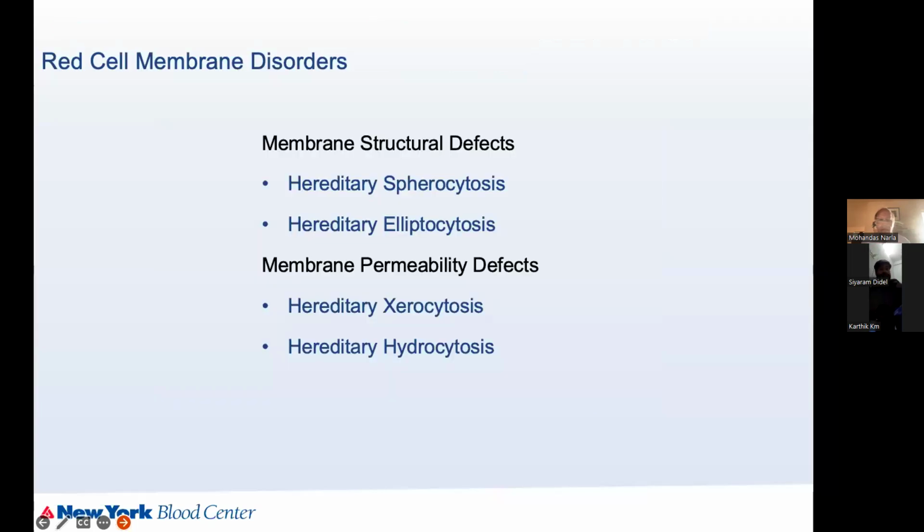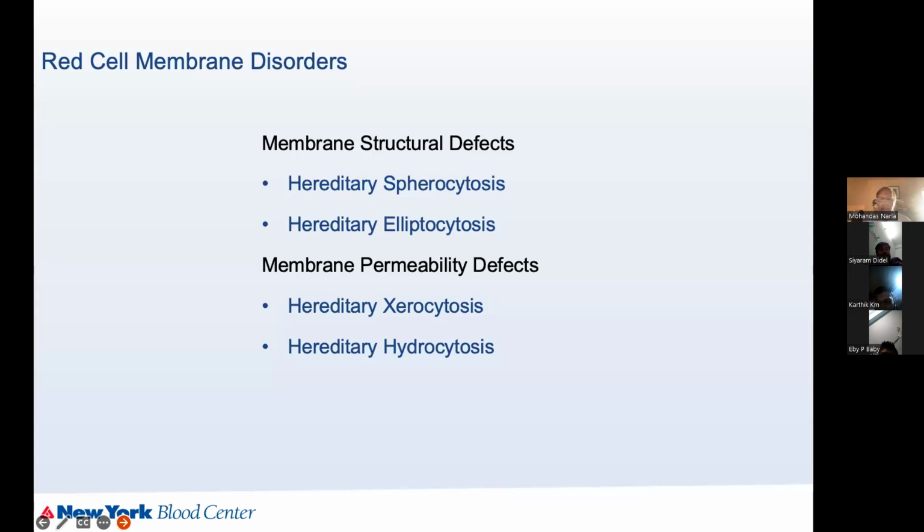The red cell membrane disorders that my colleagues and I have been studying over the years include structural defects, that is, the membrane structure is altered due to defects in some of the structural proteins of the red cell membrane, which I'll show you, and this results in hereditary spherocytosis and hereditary elliptocytosis. On the other hand, the red cell makes a very big effort to maintain its volume around 90 femtoliters. And if there are permeability defects due to change in the transport properties of the membrane, you can cause two types of diseases: hereditary xerocytosis, and hereditary hydrocytosis.